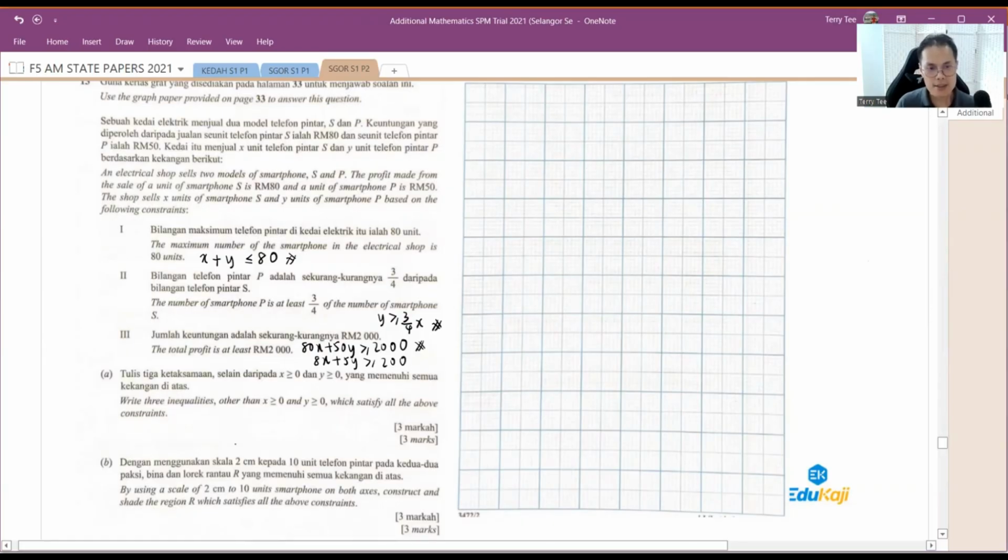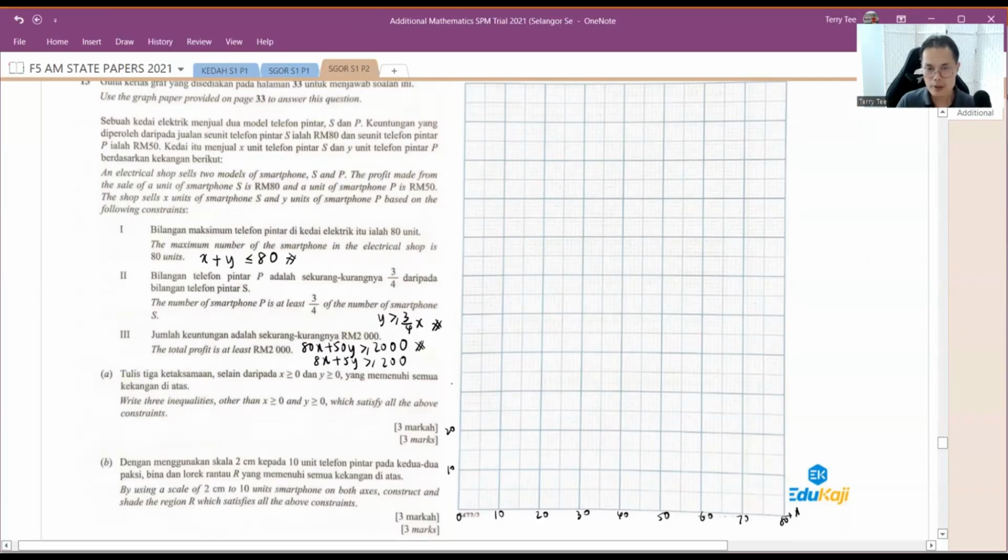Now, the next thing is they say use a scale of 2 cm to 10 units. Okay, draw the region. So we start with 0, 10, 20, 30, 40, 50, 60, 70, 80. I just put everything first.